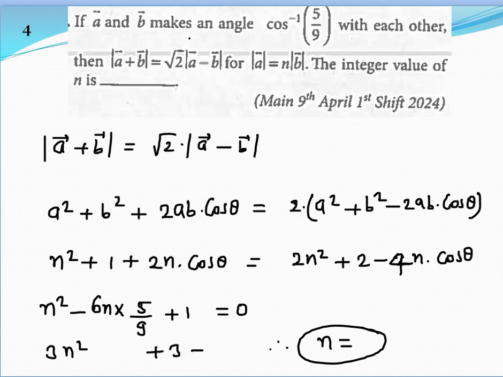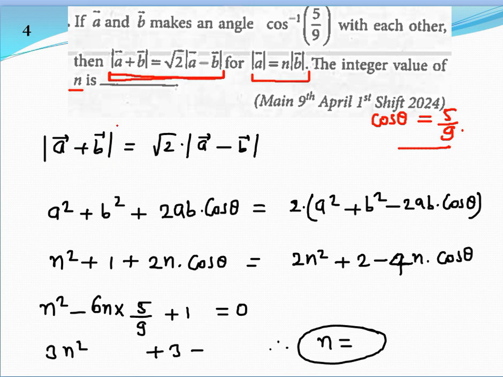If vector A and vector B make an angle cos inverse 5 by 9, it means the cos theta we can write as 5 by 9. And they have given a result: if modulus of A plus B is equal to root 2 times modulus of A minus B, and magnitude of A is equal to n times magnitude of B, we have to find the integer value of n.